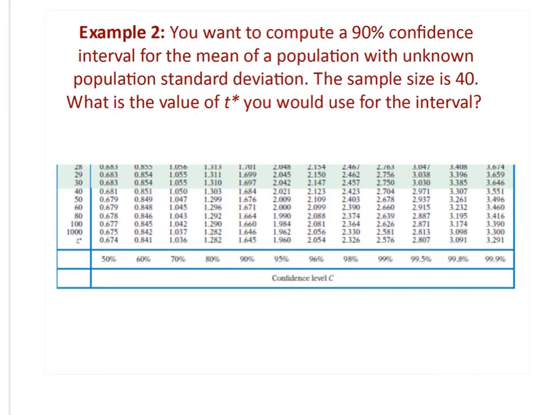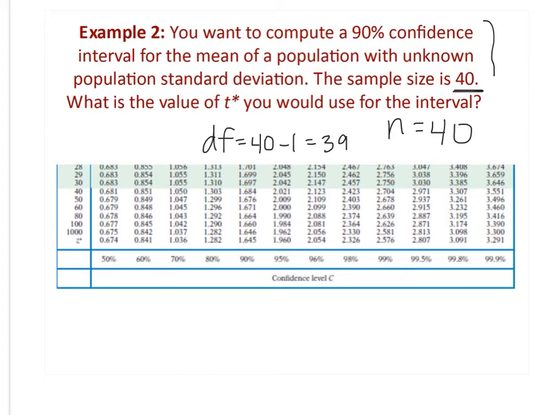Another example could say you want to compute a 90% confidence interval for the mean of a population with an unknown population standard deviation, so a lot of context. The sample size is 40, so n equals 40. What is the value of t-star you would use for this interval? Well, if n equals 40, then my degrees of freedom is 40 minus 1, or 39.